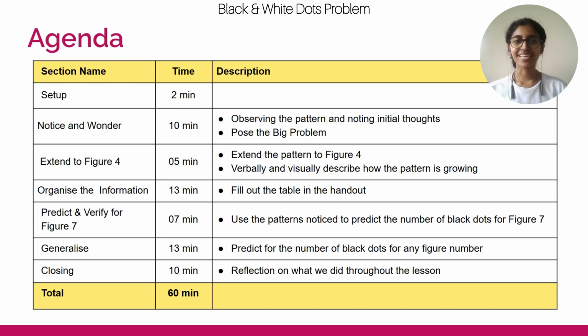Let's move to the first section. In the notice and wonder routine, the students will be observing the pattern and making note of anything they see or any question they have. And we conclude the notice and wonder routine by posing the big problem. After that, the students extend the pattern to figure 4, which they will verbally and visually describe.